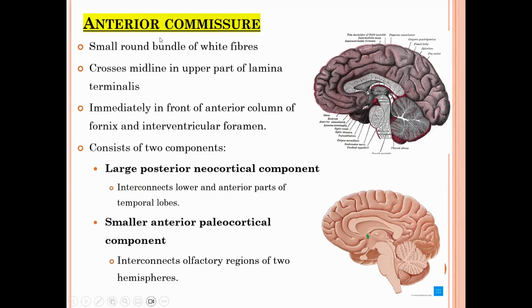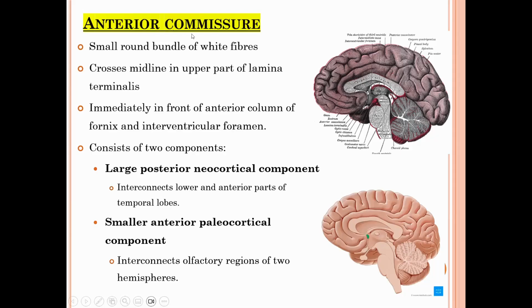Then another example of commissural fiber is anterior commissure. Here the small round bundle of white fibers crosses the midline in the upper part of lamina terminalis. Remember, here is the lamina terminalis, which is present next to the rostrum of the corpus callosum, and it forms the anterior boundary of the interventricular foramen of Monro.